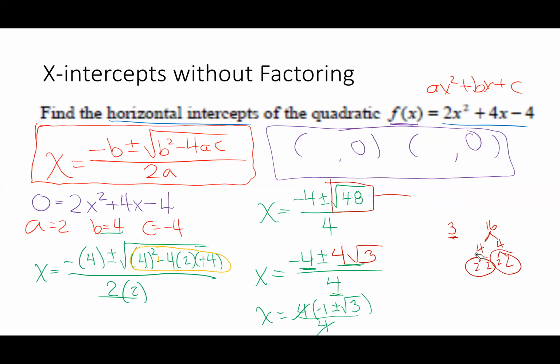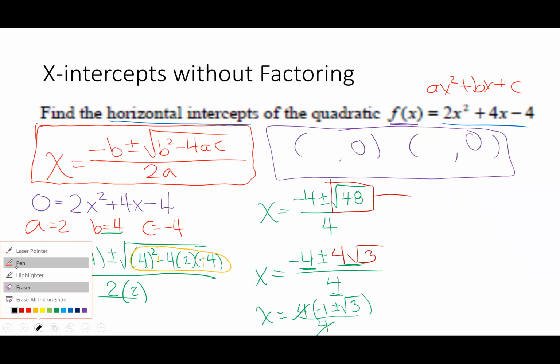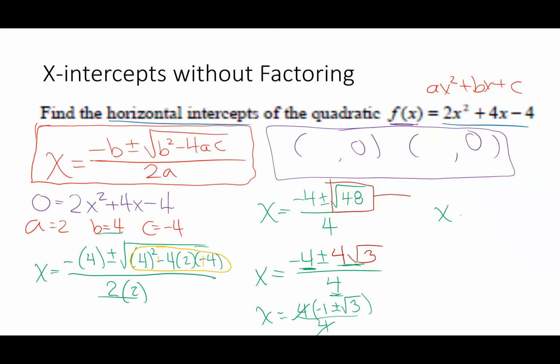If you need to look up simplifying radicals again, I'm going to have a YouTube video posted into the module for that, just so that you have a resource available to you. And now I end up with a fully simplified negative 1 plus or minus the square root of 3.